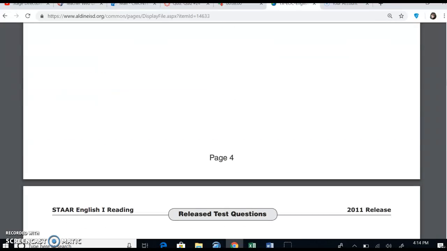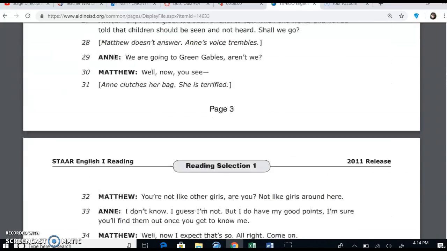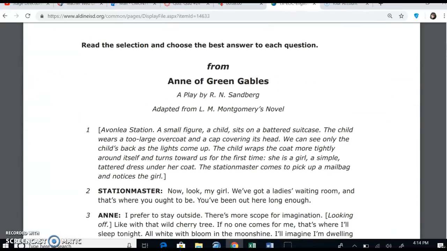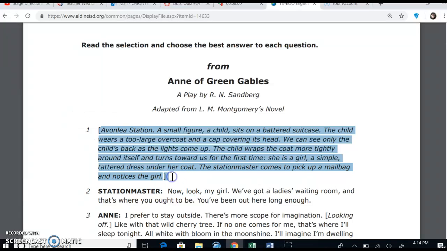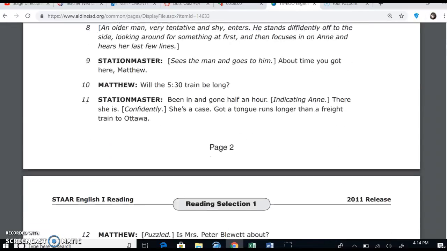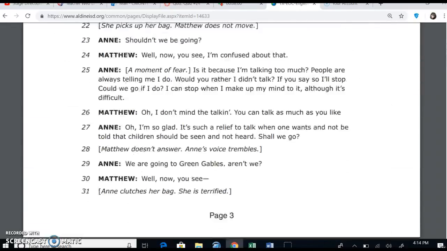So first of all, just real quick, I want you to go to paragraph 1, which is over here in the top. This is the paragraph that has the stage directions. You notice how they have it here. They have it in italics, and they're also in brackets. Okay, so this is what you're going to look at in paragraph 1. So now let's see the answer choices, if they're positive or they're negative.